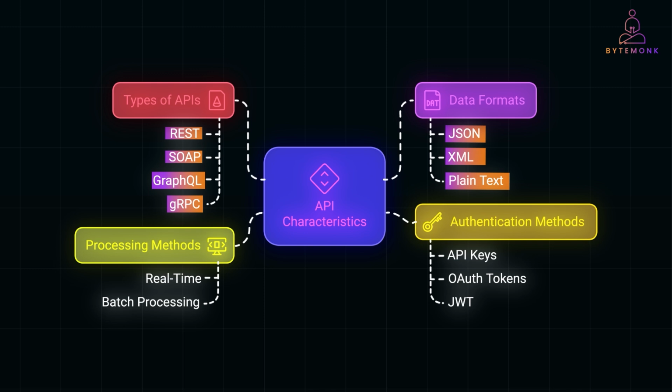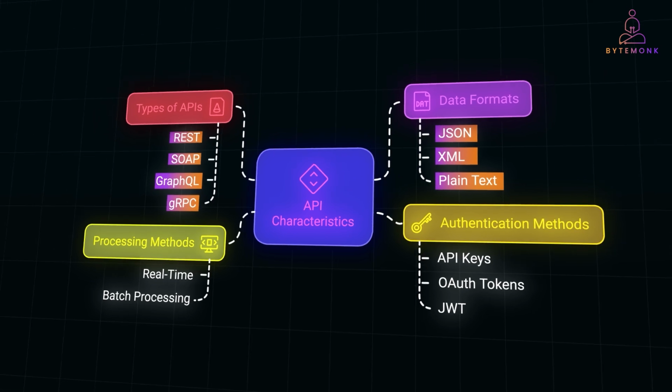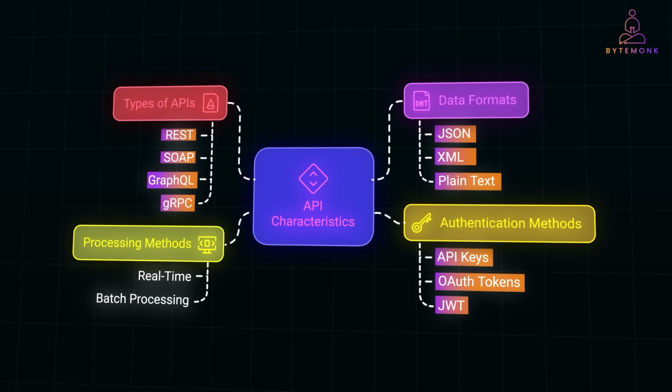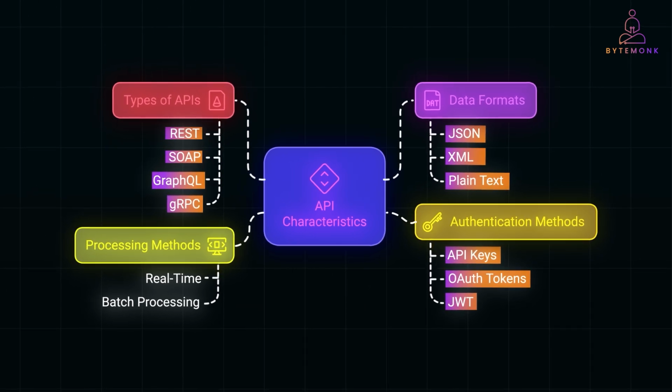API security can also vary significantly, using methods like API keys, OAuth tokens, or JWT. Understanding how to authenticate and securely communicate with each API is an extra layer of complexity for those just starting out. But don't worry, I have also made videos on these topics.